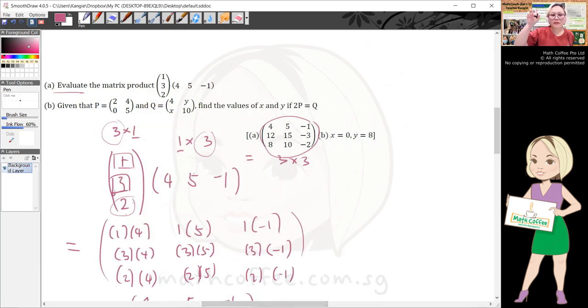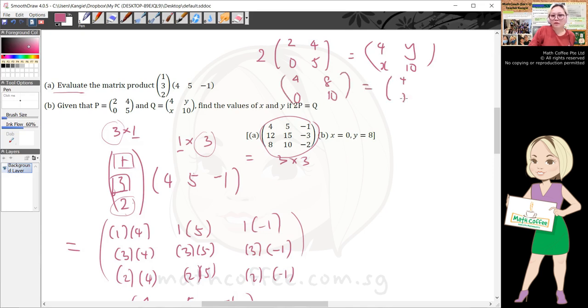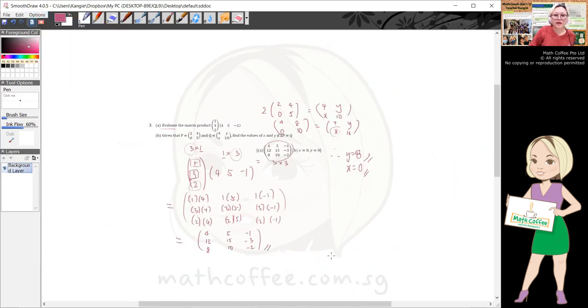So sort of forming the equation, right? I'm going to write above now. 2P, so it will be 2, 2, 0, 4, 5, equals to Q, which is 4, X, Y and 10. So multiply the 2 inside, it will be 4, 0, 8, and 10. So this is like comparing, it's just comparing. So we say, okay, Y equals to 8. Next is X equals to 0. So this one is very straightforward, nothing much. Okay, it's still very basic.